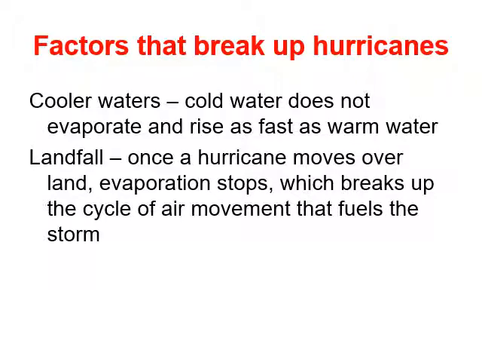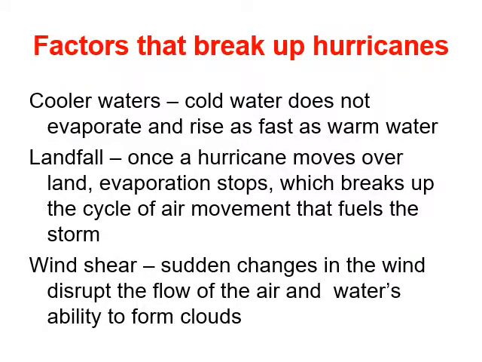Landfall. Hurricanes always die once they hit land, because once it moves over land, evaporation stops because it has no water to suck up. So anytime a hurricane hits a significant size piece of land, like the mainland, it's going to stop. Finally, wind shear. If the jet stream decides to suddenly change direction and the hurricane gets too close to the jet stream, the changing wind directions rip the clouds apart, and that disrupts the flow of air and the hurricane's ability to form clouds. Hurricane dies. So these are the three things that can cause a hurricane to break apart and die.